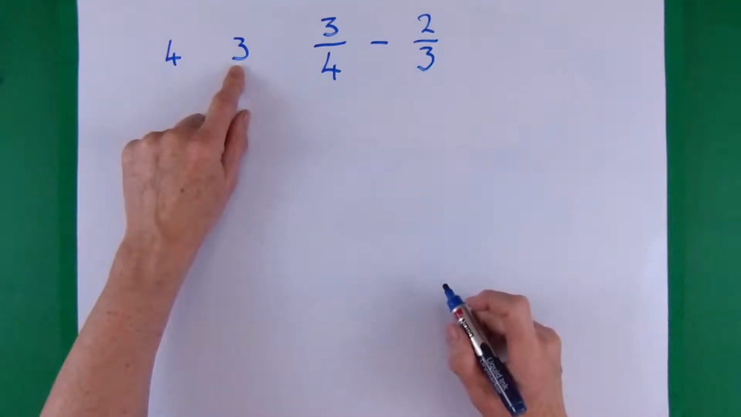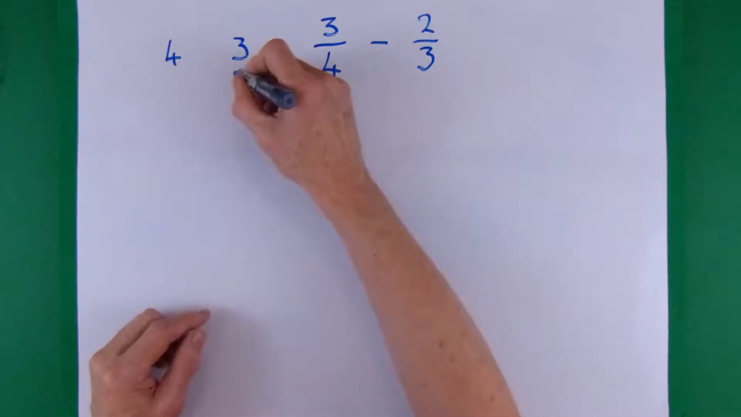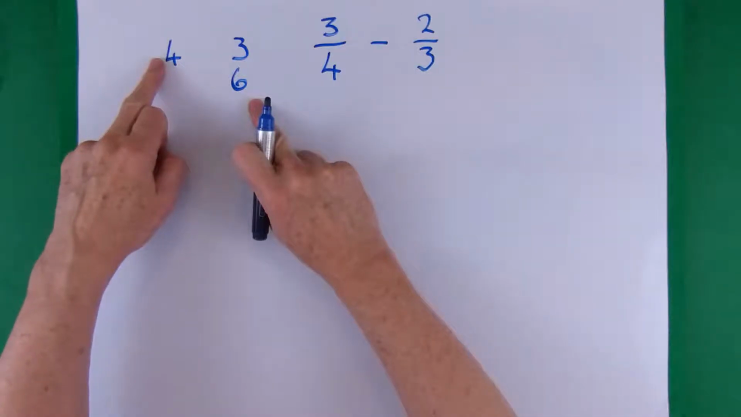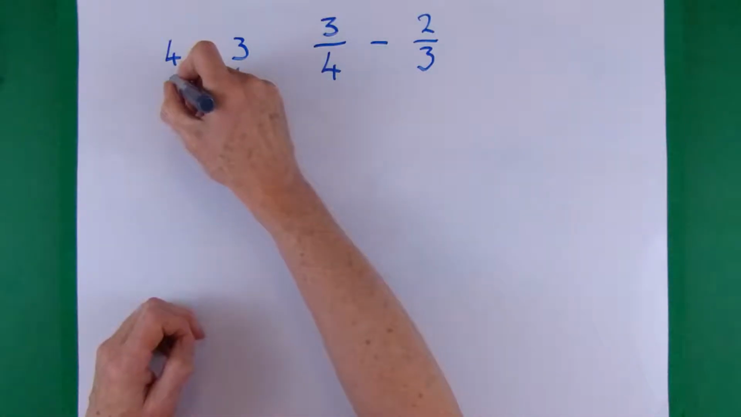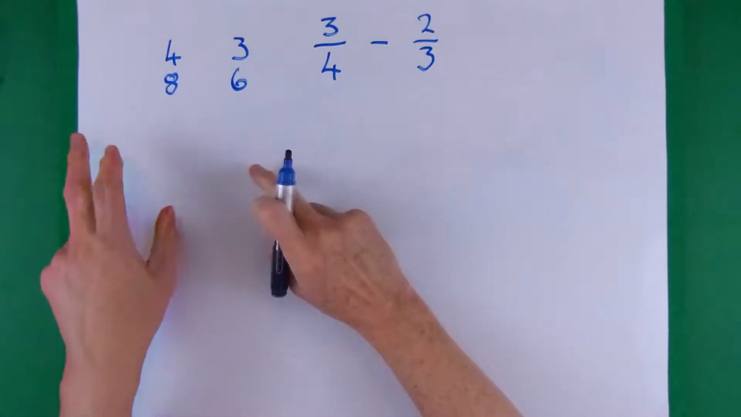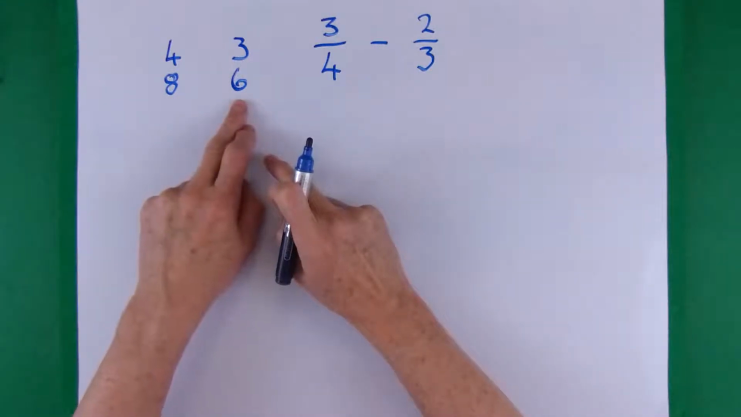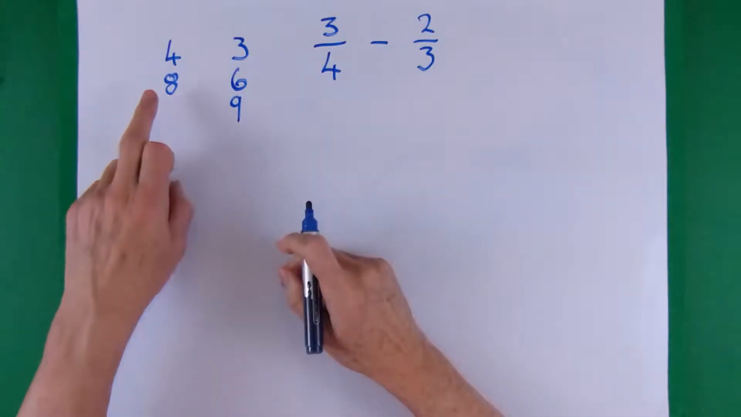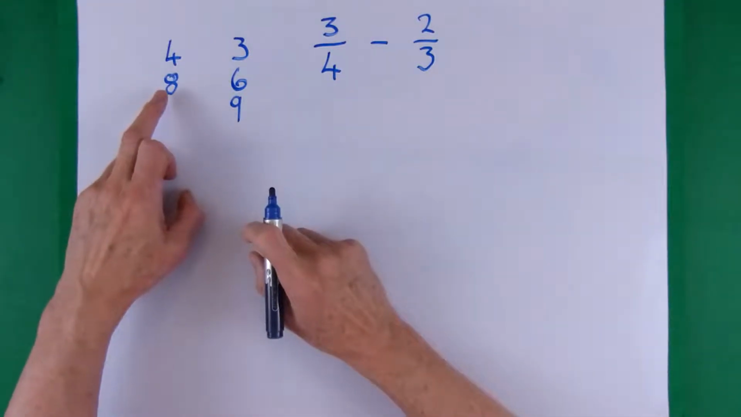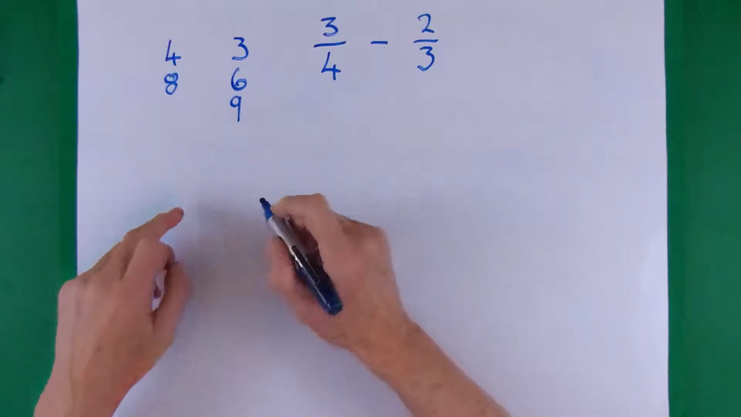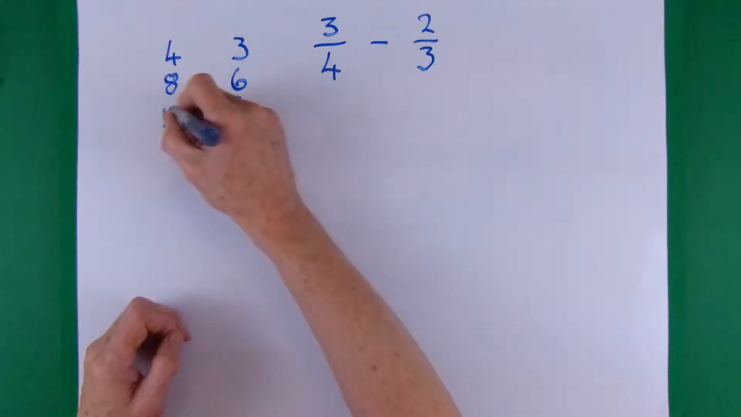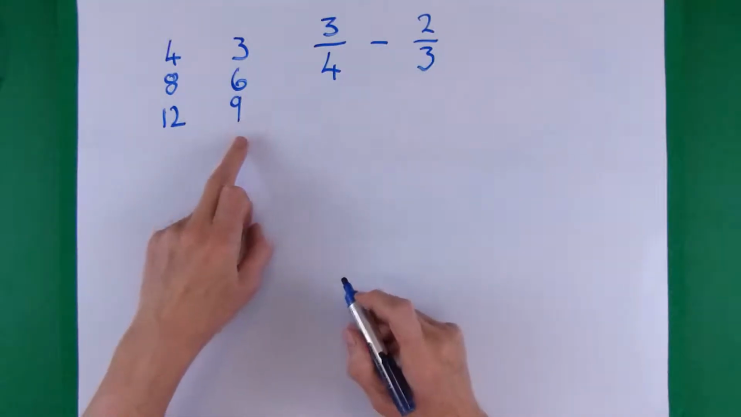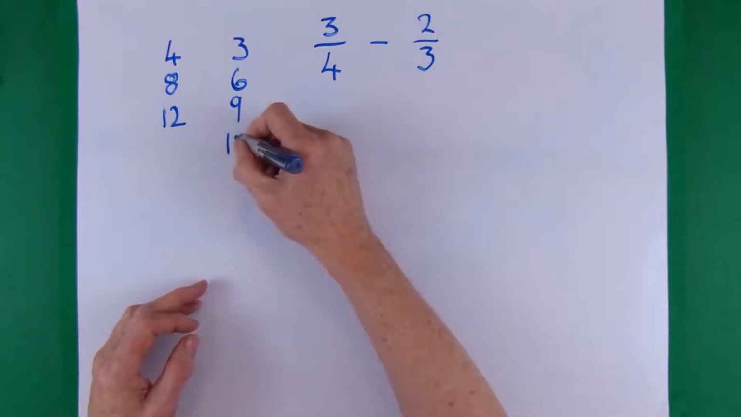Three is the smallest number now, so we add another 3 to get 6. So 2 3s is 6. 4 is now the smallest number, so we add another 4 to get 8. 2 4s is 8. 6 is now the smallest, so we add another 3 and we get 9. 3 3s is 9. And 8's now the smallest number, so we add 4 and we get 3 4s is 12. 9's the smallest number, so we add 3 and we get 4 3s is 12.